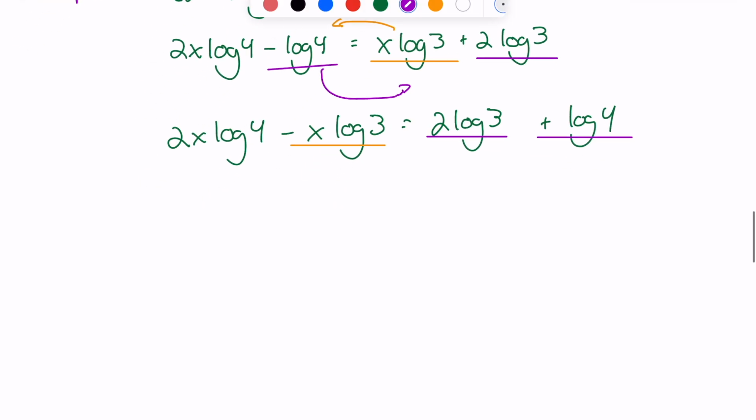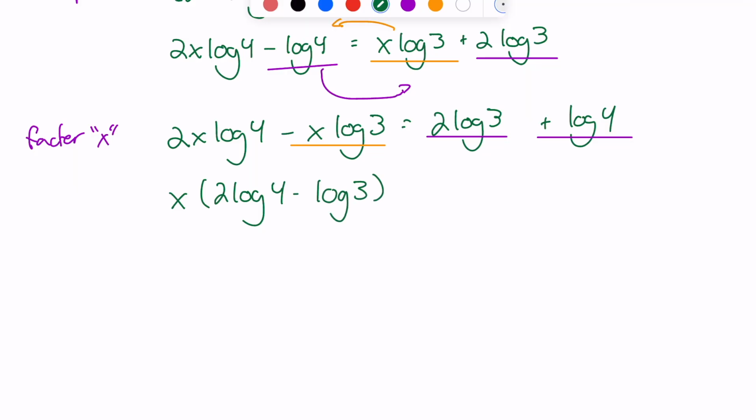And now at this step, I am going to factor out the x. So if I factor out an x, I will get x multiplying 2 log 4 minus log 3. And then nothing happens on this side at this step. Log 4.